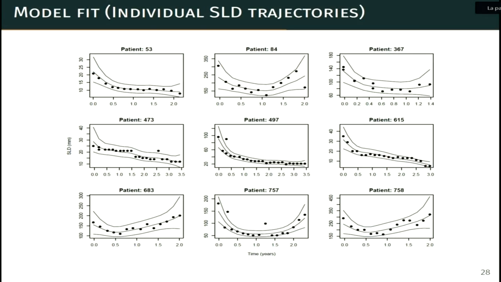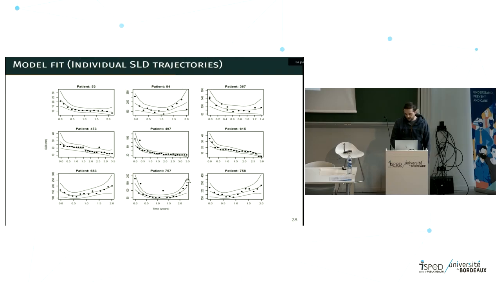Let's look at the results. So first, I took 9 individuals from the data set, and I'm just looking at how my model fits their trajectories. So here you can see some trajectories decrease and then sort of linear, or some U-shape as we guessed. And the model is doing quite well. It does capture individual trajectories as we want, quite accurately.